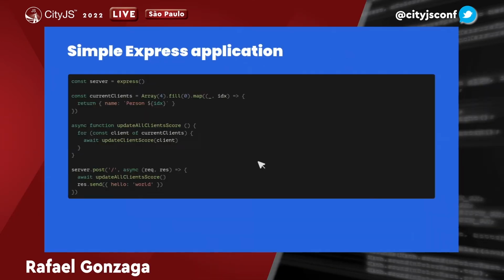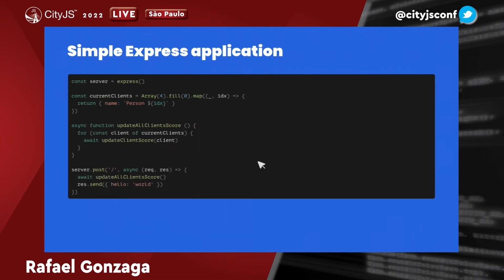Let's assume a simple Express application, okay? You have the handler, which is a server post: for every request that I receive on the root URL, I will update all the clients' scores, you know? And then I will send a reload word. My function updateAllClientScore is basically iterating over all the current clients and performing updateClientScore. This is pretty common. I haven't seen it a lot, okay? And in our case, the current clients is just an array with 4 clients. So assume that you have only 4 clients.